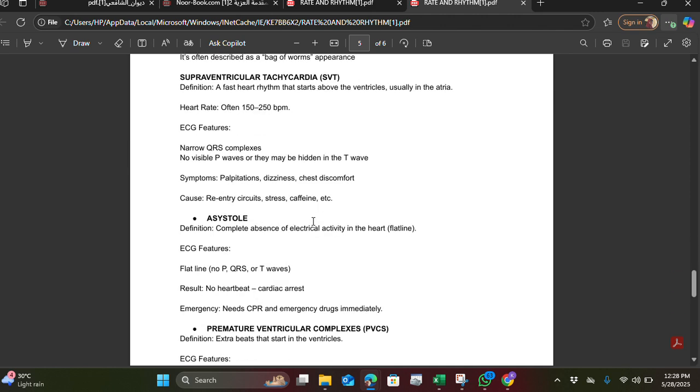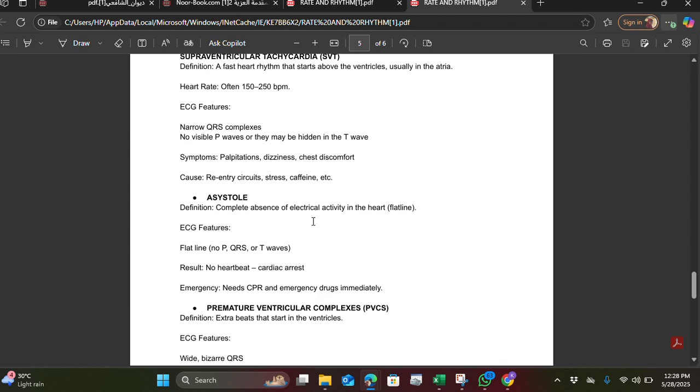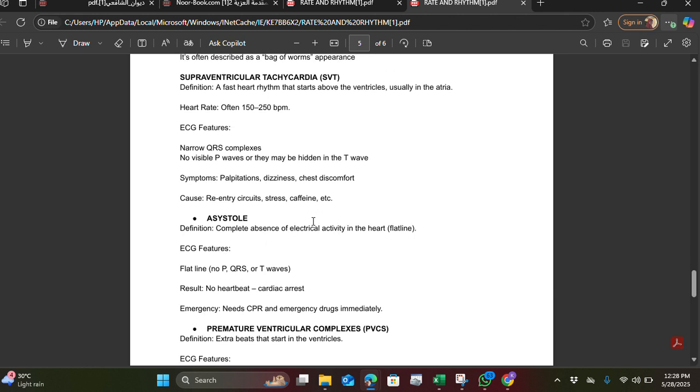So supra. I was asking that time what's the meaning of supra. They were looking at me until I said above, above. This is supra, as the name implies. Supra, above. Ventricular, in the ventricles. Tachycardia, fast heart rate. A fast heart rhythm that starts above the ventricles, usually in the atria.